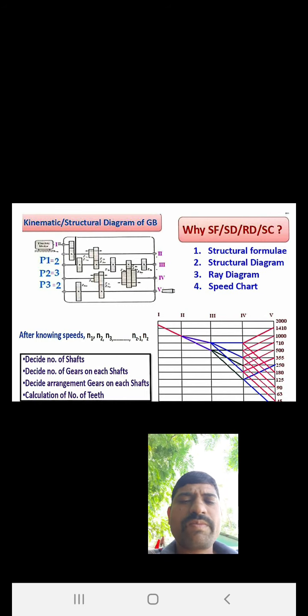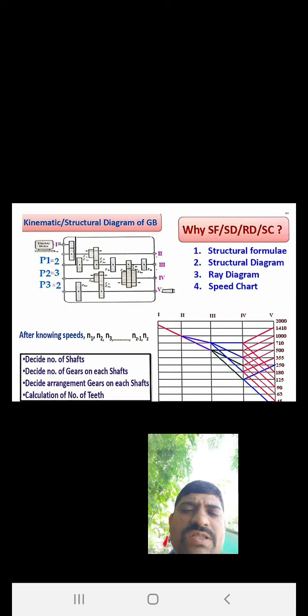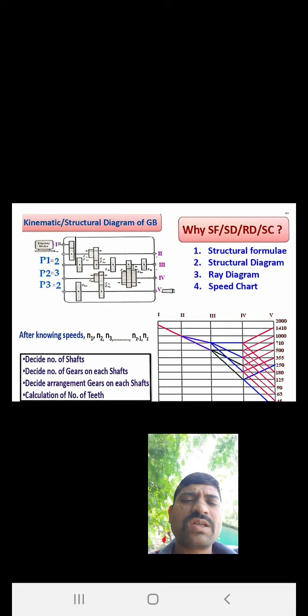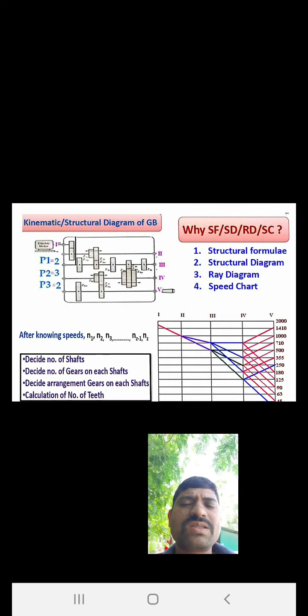With 5 shafts, between the first and second shaft you get the first stage, then second to third shaft you get the second stage, third to fourth the third stage, and fourth to fifth you get the fourth stage. In a similar way you should draw the structural diagram.